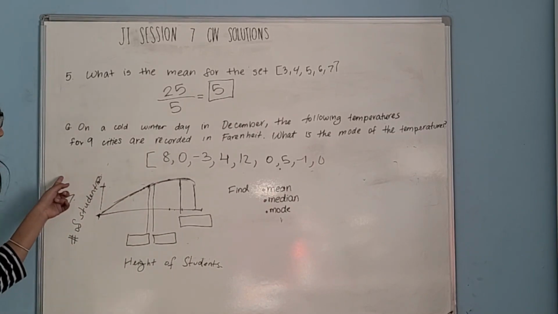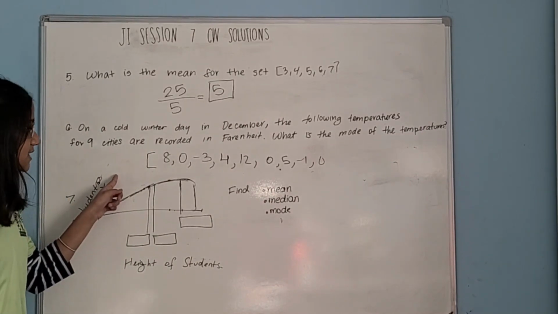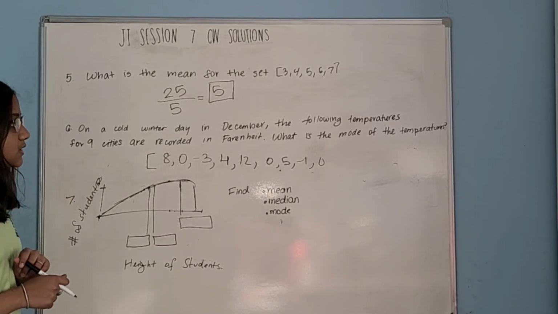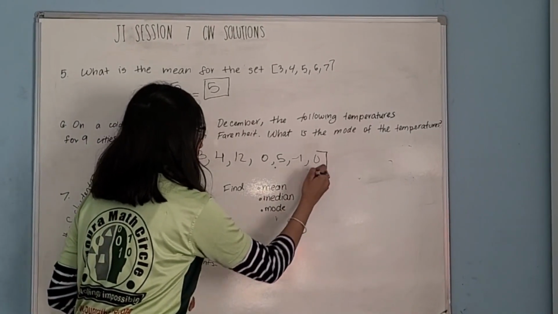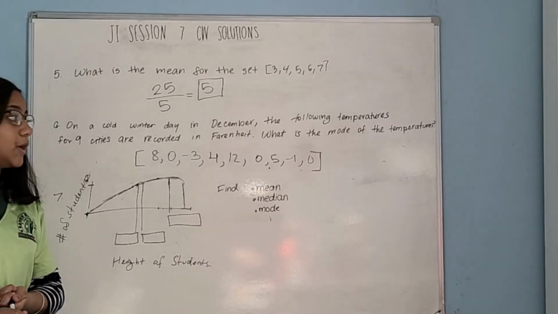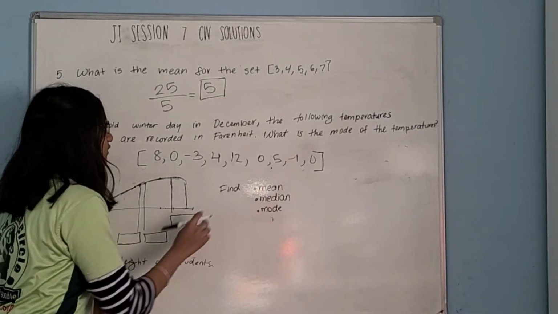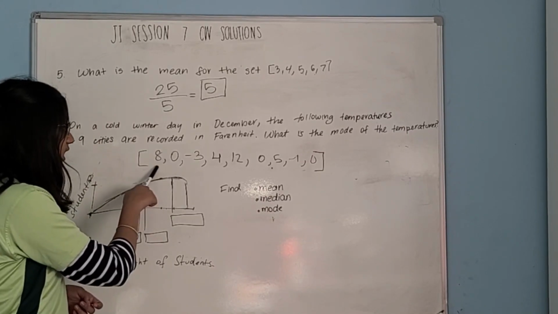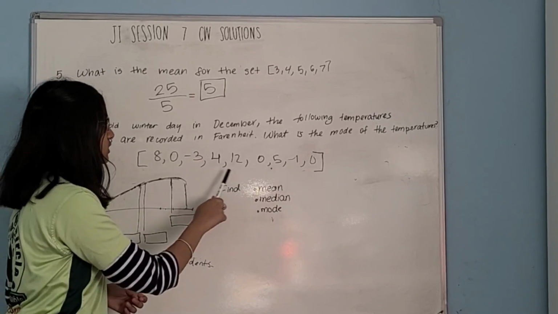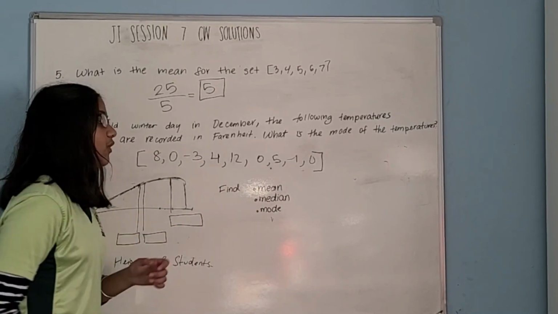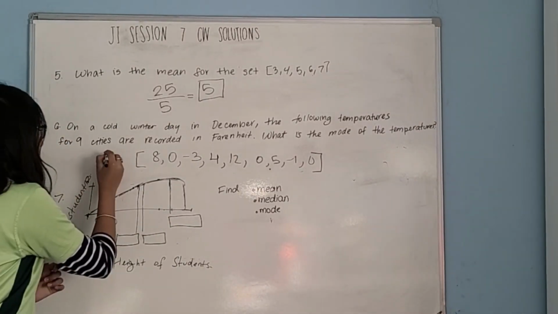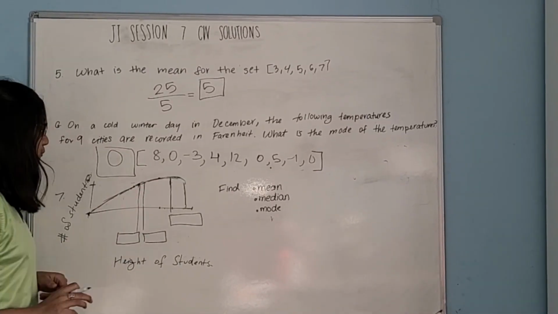Moving on to number 6. On a cold winter day in December, the following temperatures for 9 cities are recorded in Fahrenheit. What is the mode of the temperatures? So if we look at the temperatures over here, we have to find one temperature that occurs the most. So if we look at all of these numbers over here, we see that 8 occurs once, 0 occurs thrice, -3 occurs once, 4 occurs once, 12, and 5 also only occur once. So since 0 occurs 3 times, and that's the most, 0 is the mode.